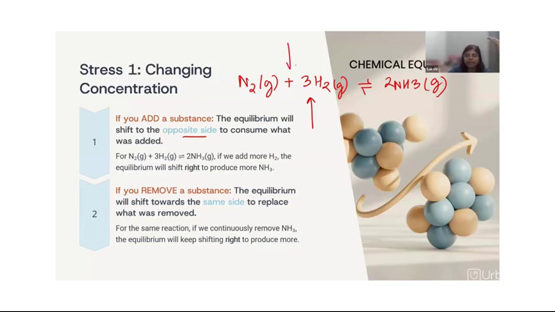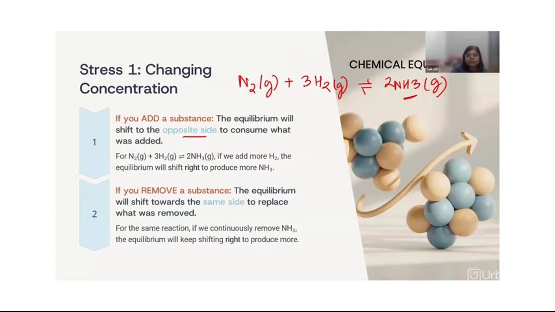I have added it to the reactant side, so the reaction will shift to the product side, towards the right, to consume this hydrogen and make more products. So if I add more hydrogen, the reaction will move towards the right-hand side to produce more NH3 and consume this hydrogen. Again there is a balance, there is equilibrium. Now, if you remove a substance, for example in this reaction only, the Haber's process, this is a balanced equation.